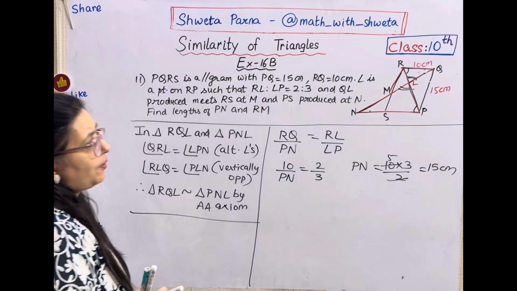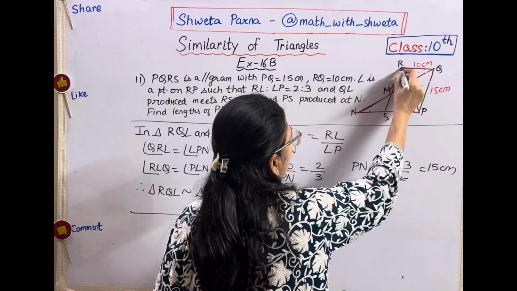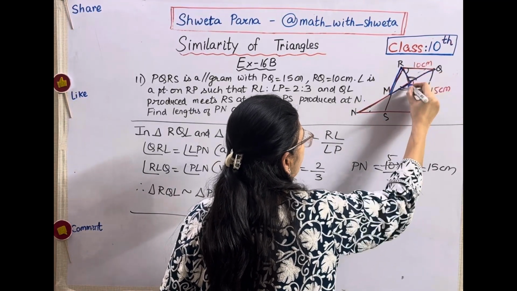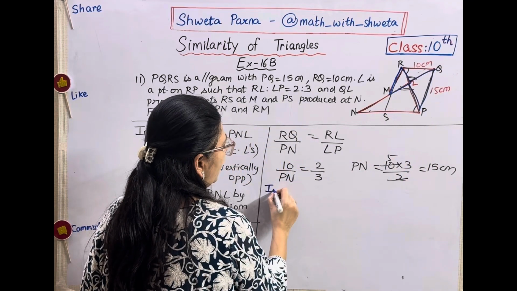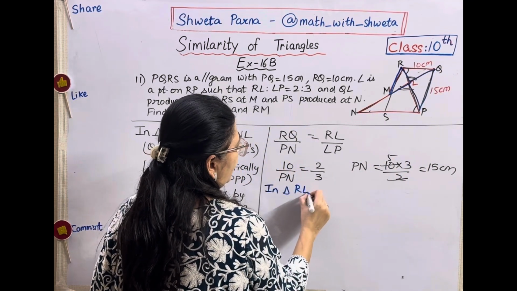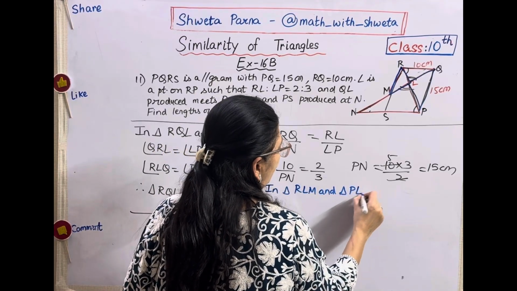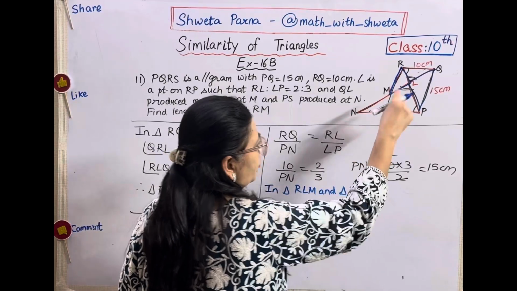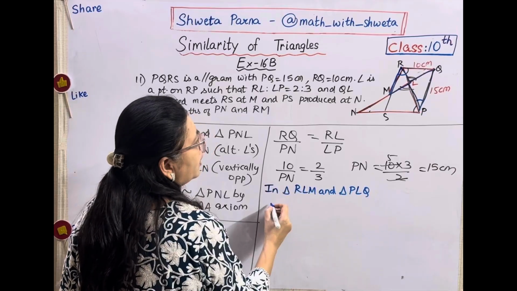Okay. Now we have to find RM. So RM is over here. So you will take this triangle and this triangle. Prove these two triangles similar first. So in triangle RLM and triangle PLQ. Okay. What is given? See, opposite sides are parallel. So this angle is equal to this angle. Alternate angle.